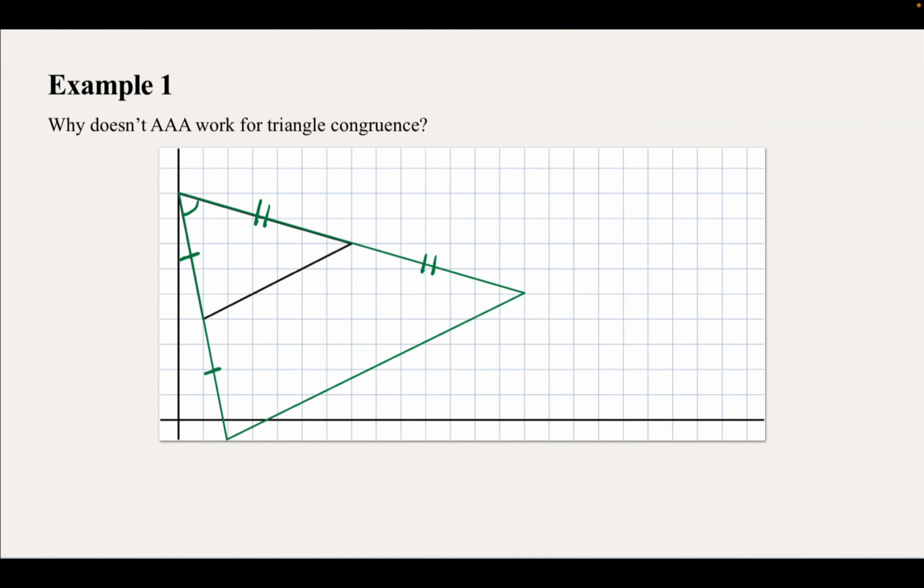Well, if these are parallel, then I know that these are corresponding angles, so they're congruent. I also know that these are corresponding angles, so they're also congruent. So I have two triangles, the green and the black, that I've shown have the same angle measures, but they're clearly not the same triangle. These triangles are actually what we call similar. They're similar triangles. And that is a lesson for the future. For now, we're talking about triangle congruence, and it's just important for you to know that AAA is not going to work for triangle congruence.